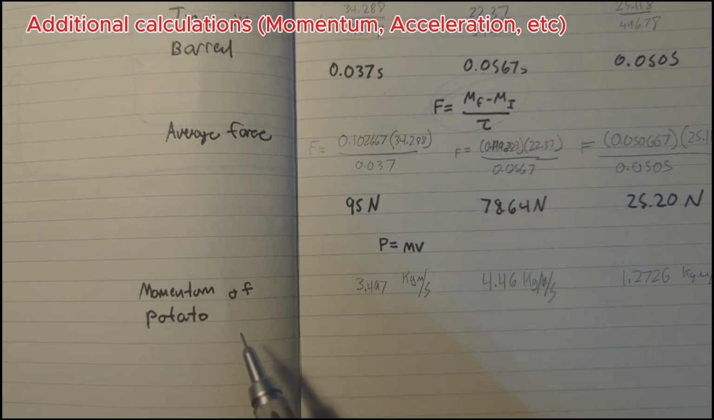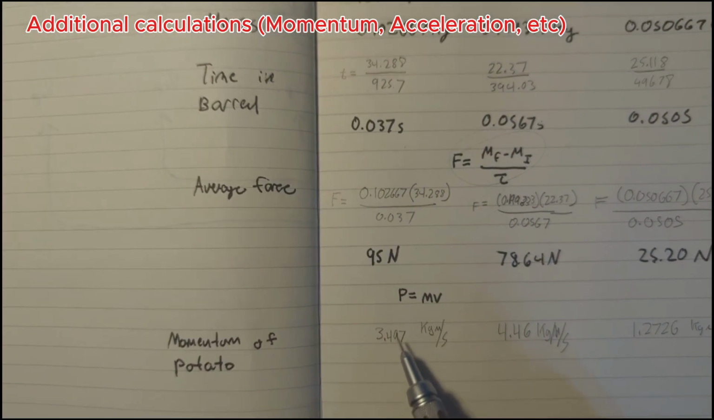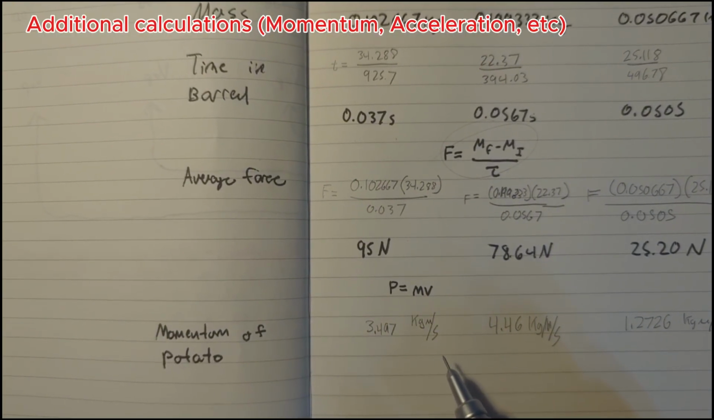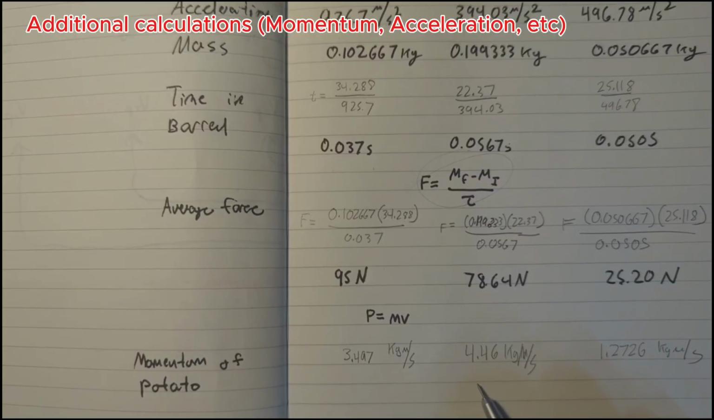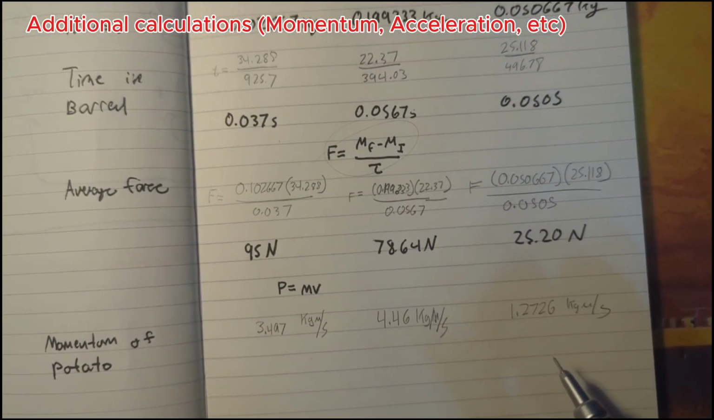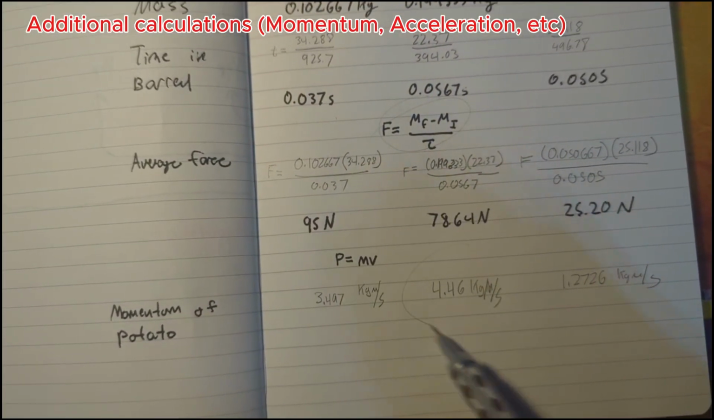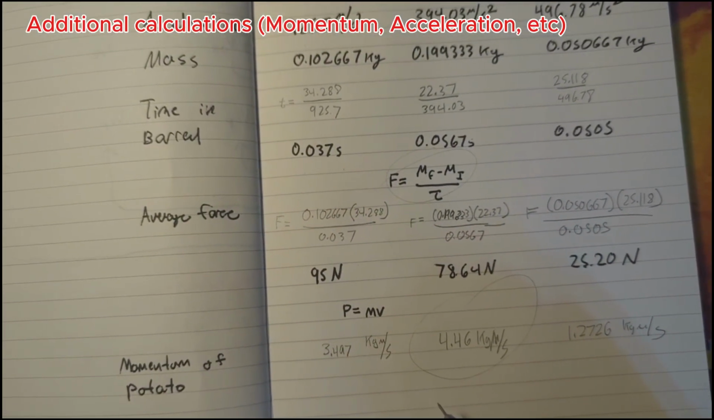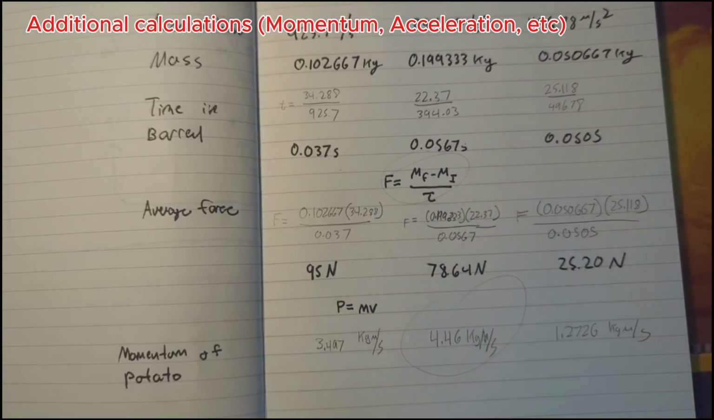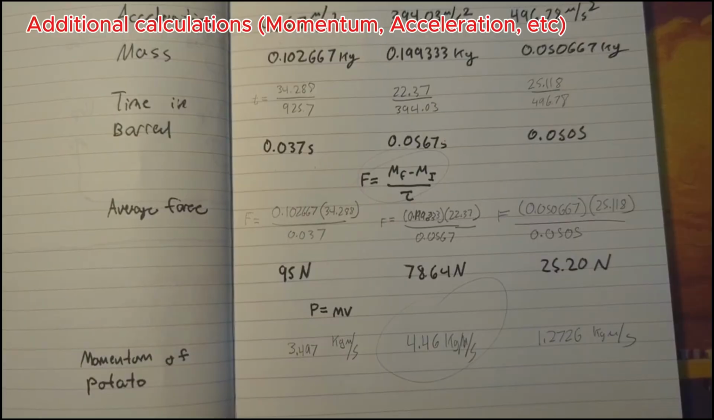Then I calculated the momentum of the potatoes. So the control potato had a 3.497 kg·m/s. The large had a 4.46 kg·m/s. And the small had a 1.2726 kg·m/s. And this confirms my hypothesis that the largest potato, while not being the fastest, still had the most momentum and was thus able to push the bucket the highest.